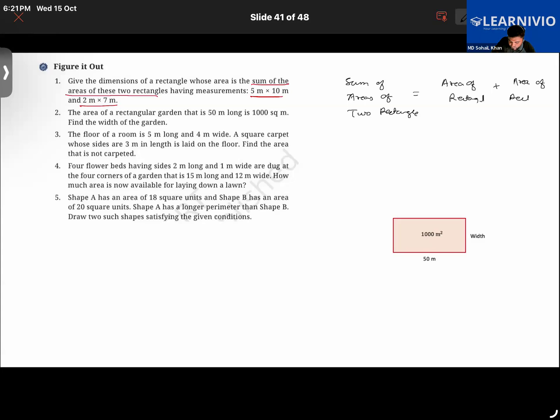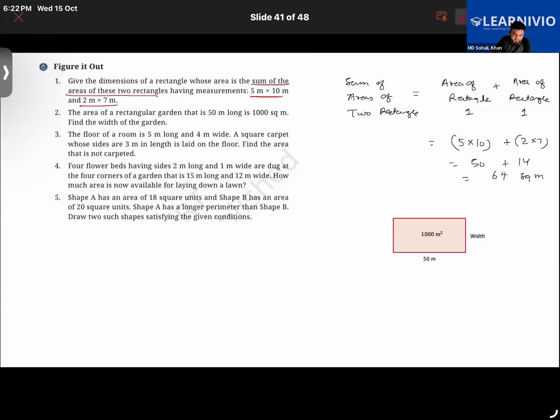We're going to multiply the areas first. 5 into 10 is going to be 50, correct? And the second is 14, and hence that is 64 square meter. Right now, I have done it directly here, added them together like that. But it was a simple question.